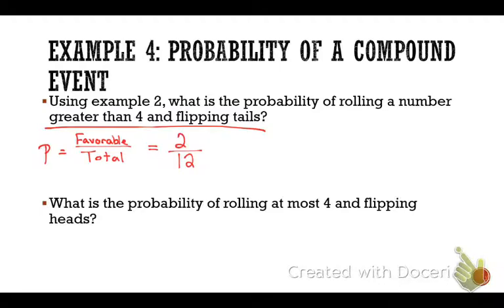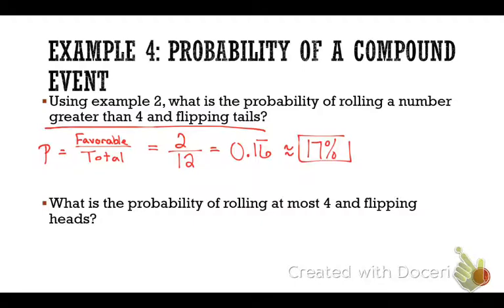So 2 out of 12, which is 0.16 repeating. So I would say about 17%. If you said 16.6 repeating percent, that would be fine. Okay, so I calculate probability. There's a couple twists here. For the favorable, both outcomes have to happen. And for the total, I'm actually calculating that. It's not telling me the total anymore. I have to use the fundamental counting principle.